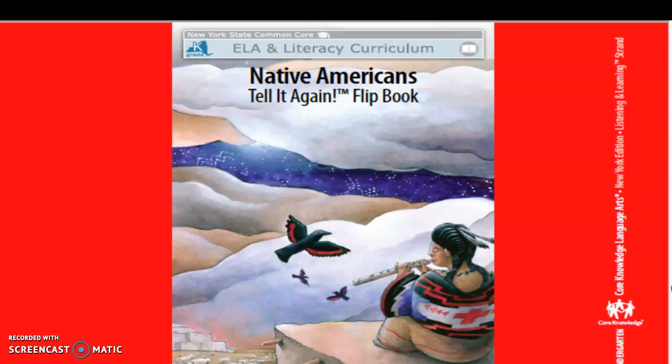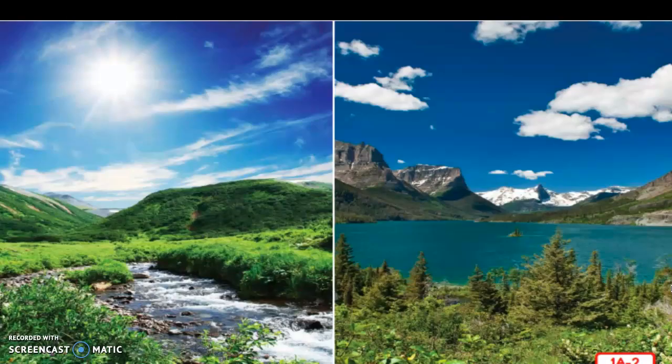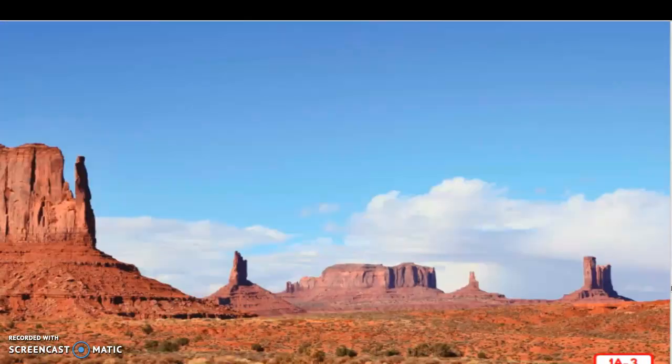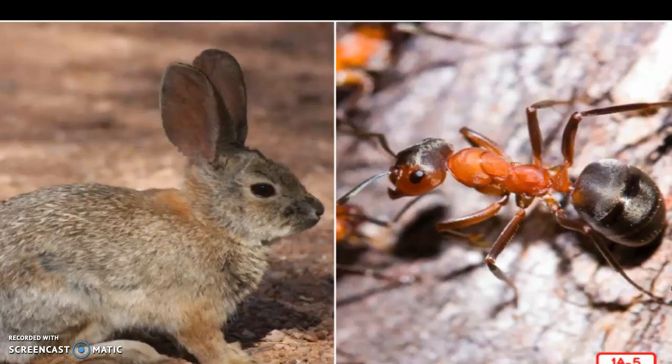Long, long, long before you and I can remember, long before your grandparents and their grandparents and their grandparents can remember, there were no living people on land where we live today. There were woods and plains, but no people. There were rivers and lakes, but no people. There were deserts and mountains, but no people. There were plenty of birds and fish and animals and insects, but there were no people. But that was thousands of years ago, much earlier than any of us can remember.